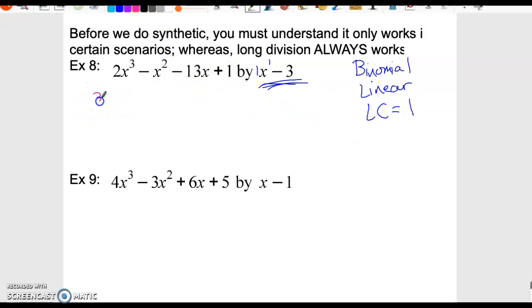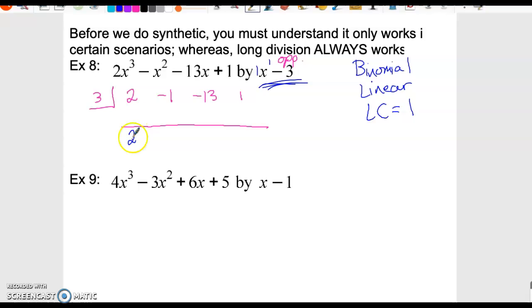And I recognize that the way I do synthetic is different than your Algebra 2 teacher, because I like to put the opposite. So because it's x minus 3, you put positive 3 in the box. So let me write that down, the opposite. And then I typically write a little bit differently, where I put a line down here, and then you want your coefficients up here.